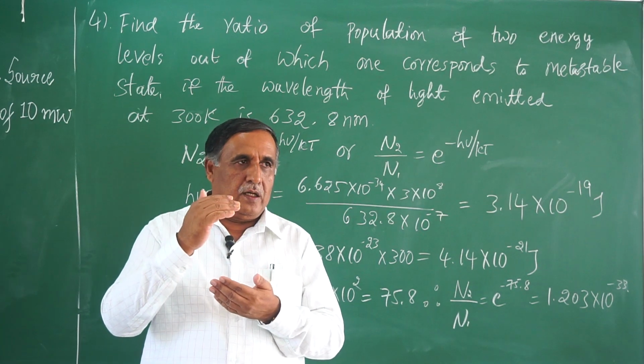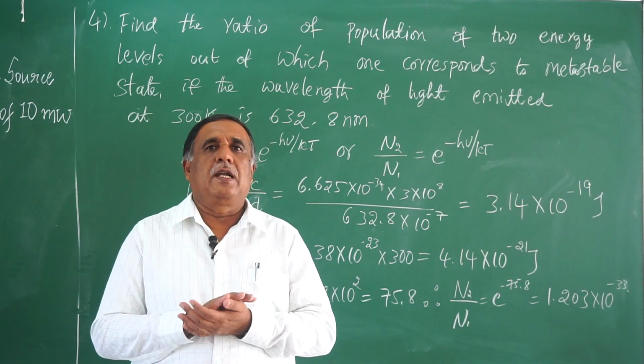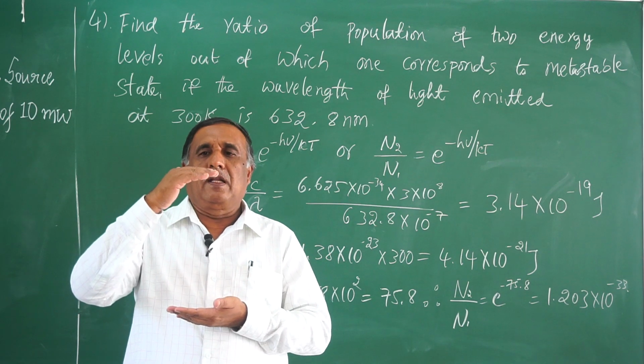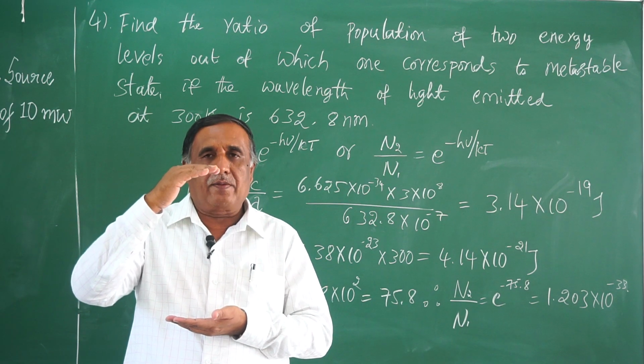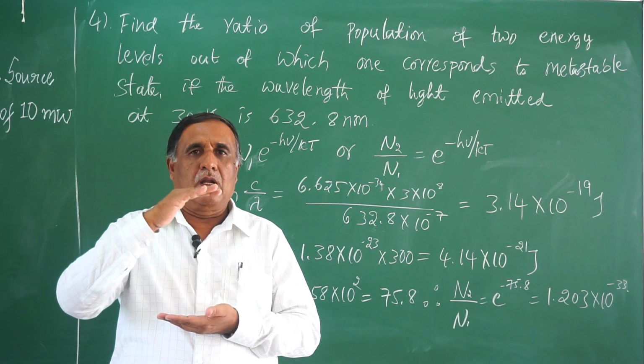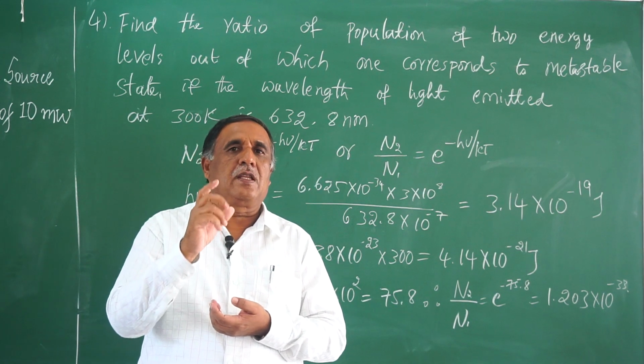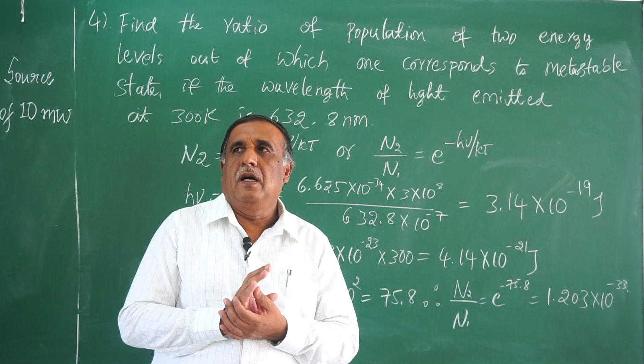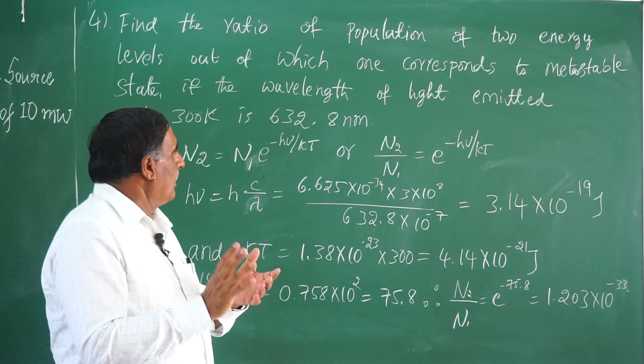So, here radiation is emitted, that is, laser is emitted, only when the atoms jump from the higher energy level to the lower energy level. The difference in the energy levels appears as radiation. That is what I want to tell.